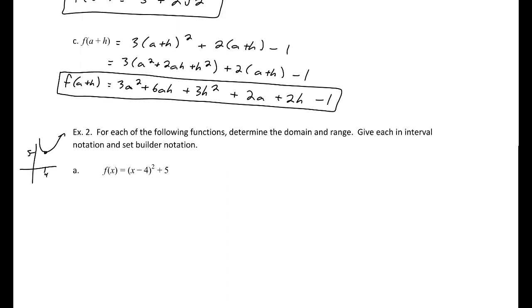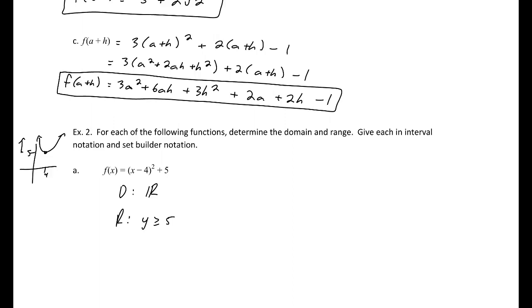And as I said, it's a parabola opening up. So its domain is all real numbers. You can evaluate it at any value of x. But its range, the outputs, well, if you look at the graph, the outputs are always greater than or equal to 5. It is always at 5 or above.